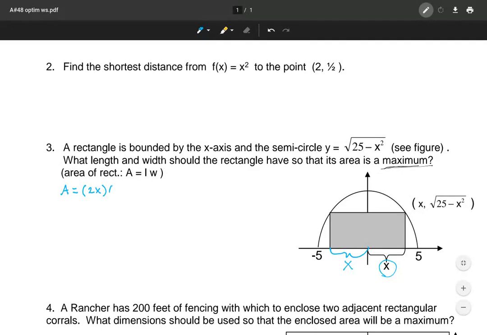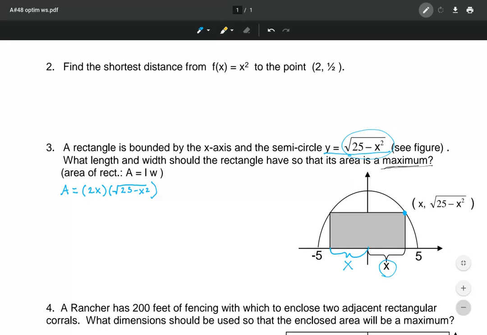And then the height, or the width, is basically the distance from here to here. Now, this point right here, which is the height, is given to me by the y coordinate. And the y coordinate, remember, is this. All right, so this is the y coordinate. So the width for this specific problem is going to be the square root of 25 minus x squared. Now, unlike other problems that I've shown you in the past, there's no need for me to go much further than this because everything is in terms of x.